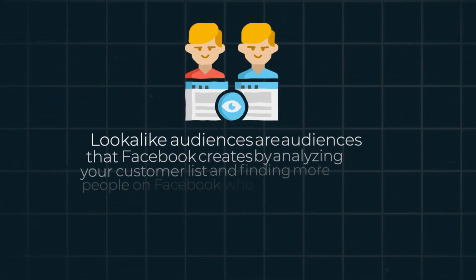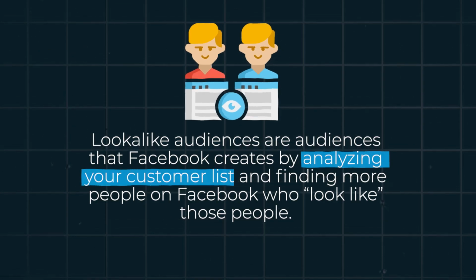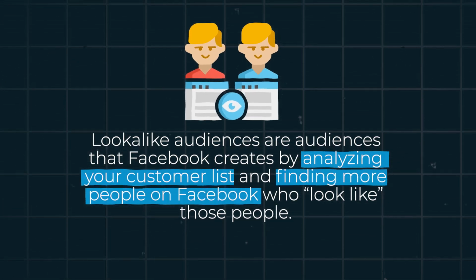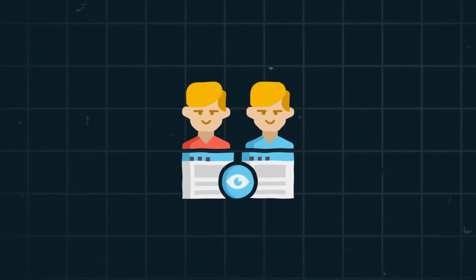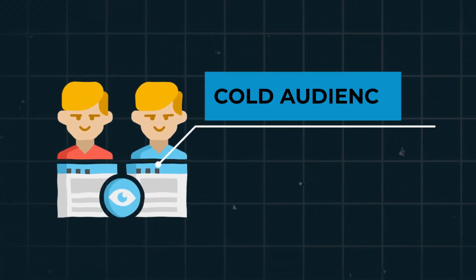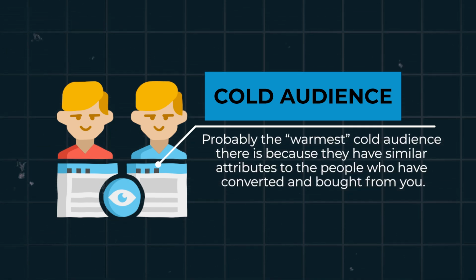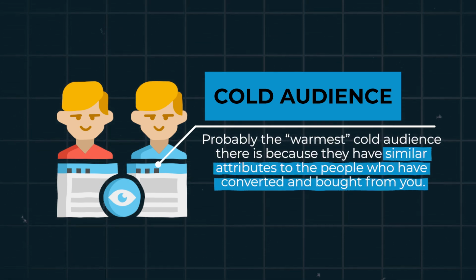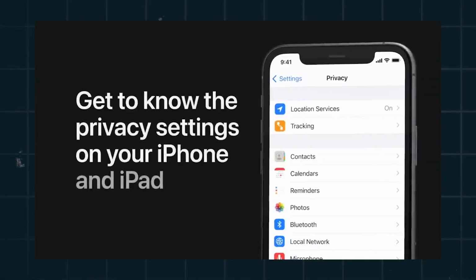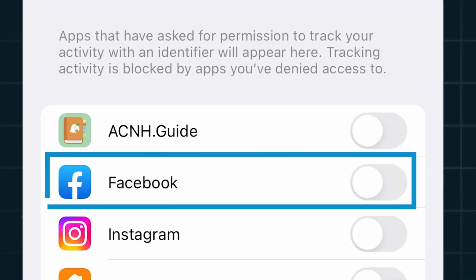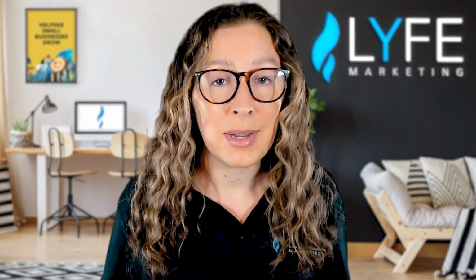Lookalike audiences are audiences that Facebook creates by analyzing your customer list and finding more people on Facebook who look like those people. So even though lookalike audiences include a cold audience of people who've never heard of your brand before, they're probably the warmest cold audience there is because they have similar attributes to the people who have converted and bought from you. The reason businesses started veering away from using lookalikes was because back when the Apple privacy update happened and people started opting out of being tracked on Facebook, Facebook could no longer perform this task like it used to. But despite all of that, lookalikes have still been working for our clients.